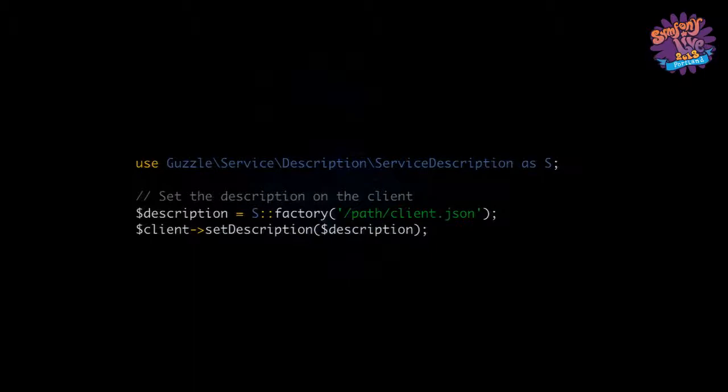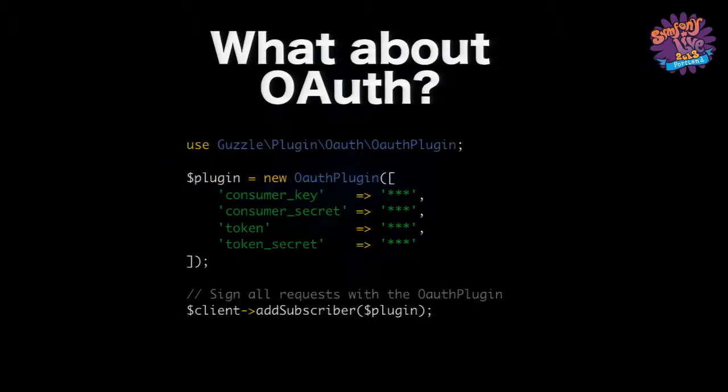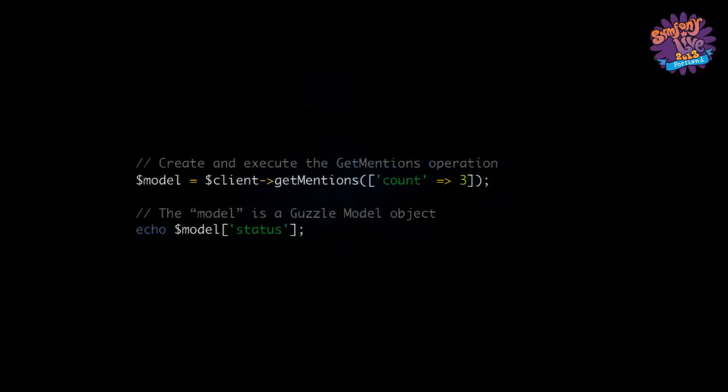Here's how you would actually use a service description. You create a service description object by calling the factory method and giving the path to the file. Or you can give an array or an instantiated object. And then you just call set description on the client, and that client can then start using those actions that you defined. But in order to use the Twitter API, you actually have to use the OAuth plugin. So here we're just creating an OAuth plugin and adding it as a subscriber to the client. So now all requests that we send are going to use OAuth, and here we're creating the get mentions operation.